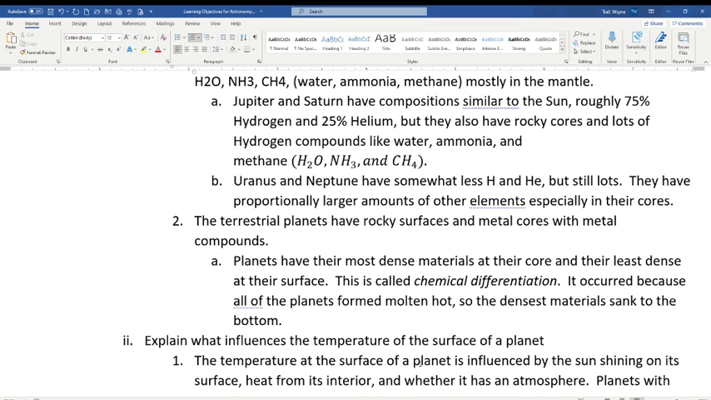The process where the dense materials go to the middle and the lighter materials stay at the surface is called chemical differentiation, and it occurs because all of the planets formed molten hot, and so they were essentially liquid when they formed, so the densest materials sank to the bottom or sank to the center. And so all of the planets are like that, and the process is called chemical differentiation.